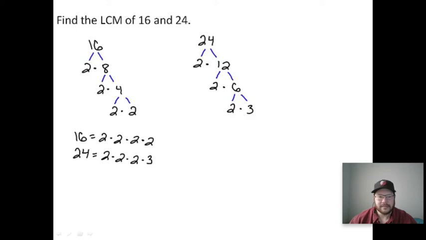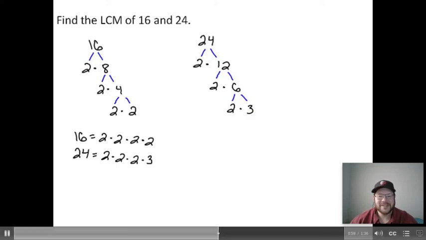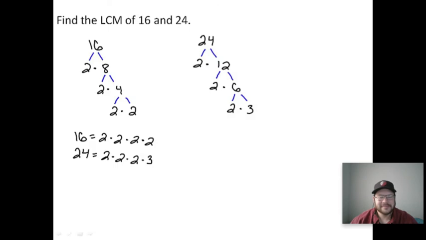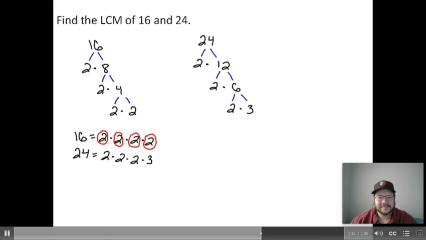2 occurs in the prime factorizations of both 16 and 24. However, it occurs more often in the prime factorization of 16. So you want to circle the factors of 2 in the prime factorization of 16. Then 3 only appears in the prime factorization of 24. So you want to circle the factor of 3 in the prime factorization of 24.